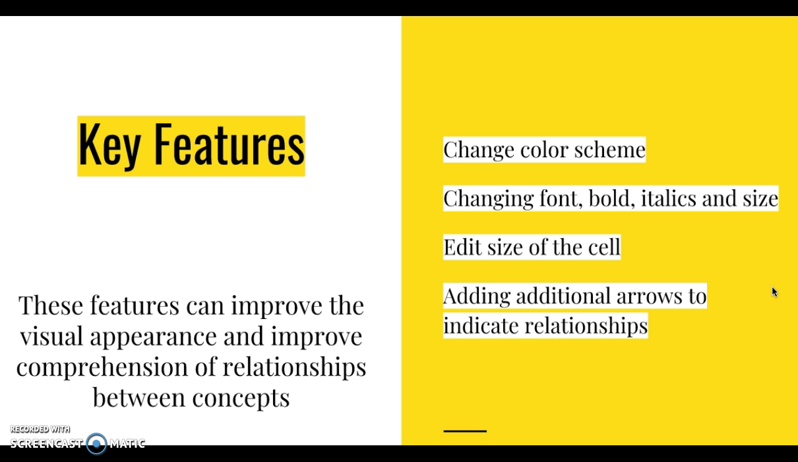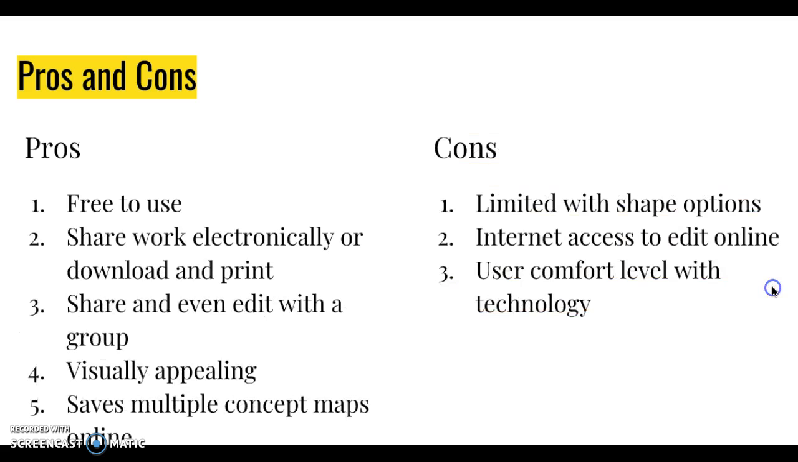Some of the features that we saw in the video show that you're able to change the color or the font and edit the size of the cells. But what we also are able to do is add additional arrows in which can indicate relationships between concepts. So all of these features help us to improve the visual appearance and improve comprehension of relationships between concepts.